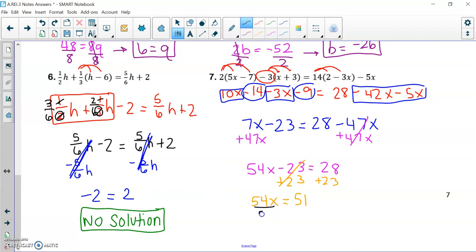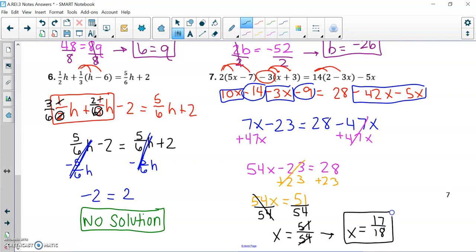Dividing both sides by 54, I wind up with x is equal to a 51 over 54. However, I do need to simplify this answer, and both 51 and 54 are divisible by 3. So I wind up with 51 divided by 3 is a 17, and 54 divided by 3 is 18. So x is 17 over 18 is your simplified answer.